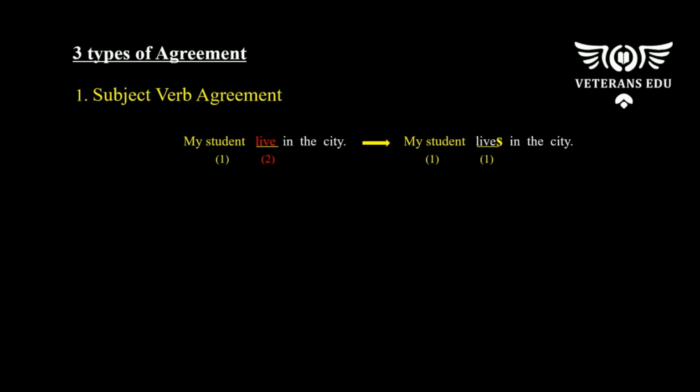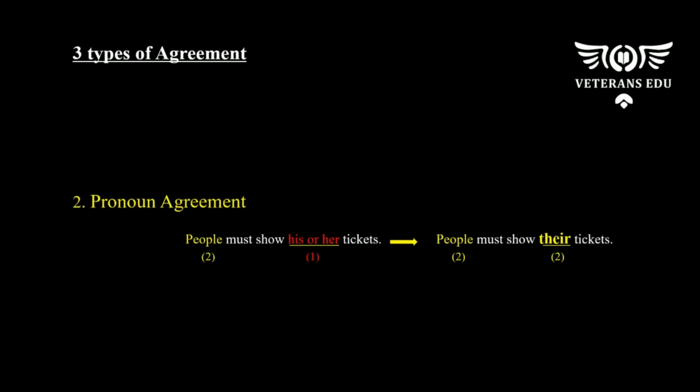In pronoun agreement, as the name states, we simply change the pronoun. For instance, in the sentence, "People must show his or her tickets," the subject is people, plural. Therefore, we have to use a plural pronoun. So instead of using the word "his or her," we have to use the word "their."